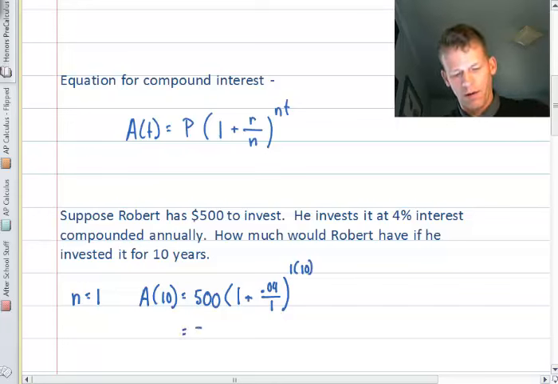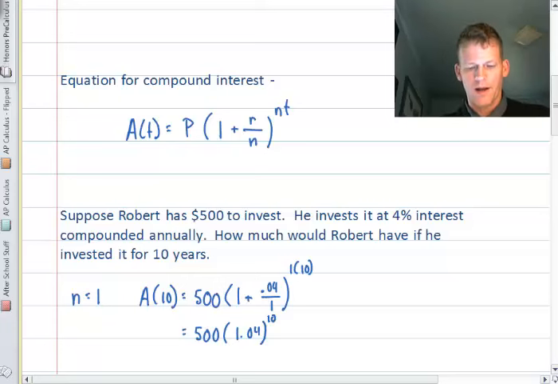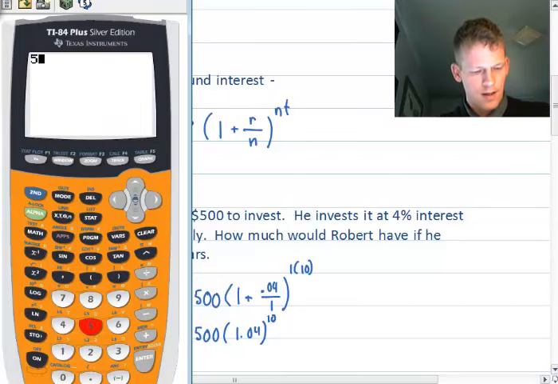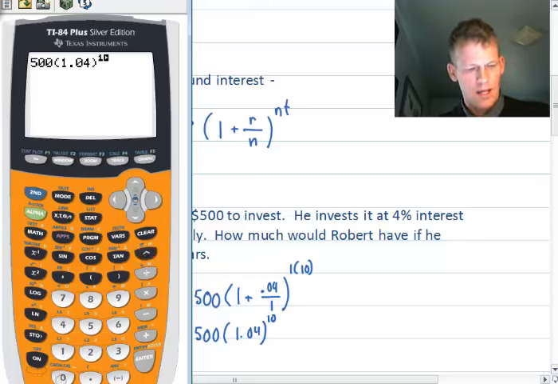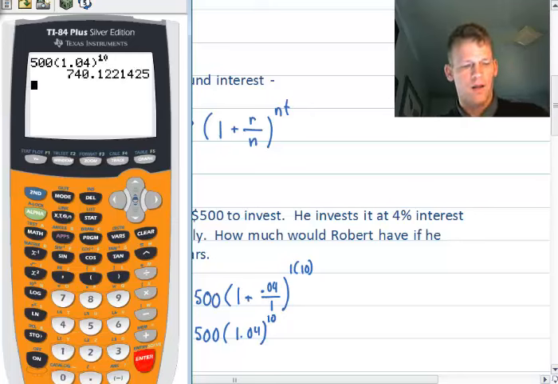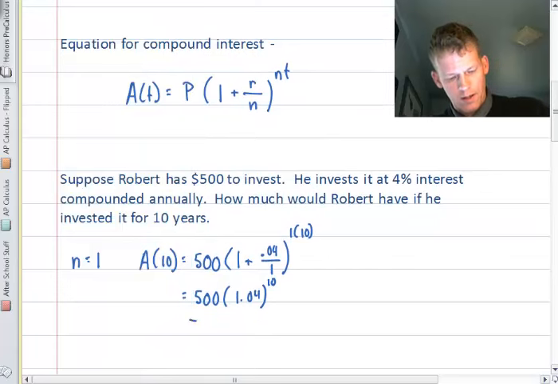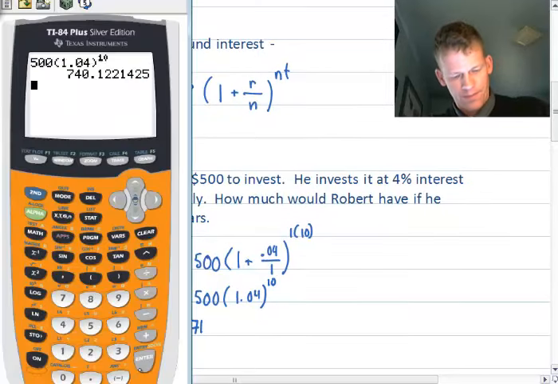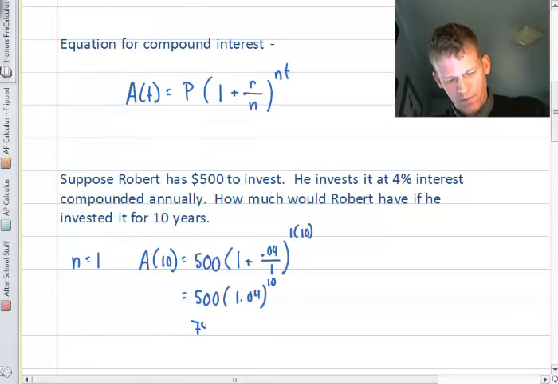We're going to simplify this before we start punching buttons on the calculator: 500 times 1.04 raised to the 10th power. Now I'm going to go to my calculator because I don't know how to raise 1.04 to the 10th power, and I don't want to do that type of math. So I'm going to type in 500, parentheses, 1.04, use the exponent caret button and put in 10. When I hit enter, it gives me $740.12. So that would be the amount at 10 years.